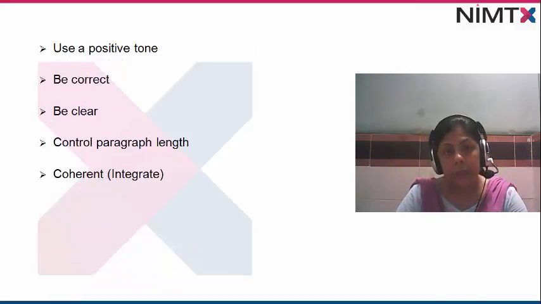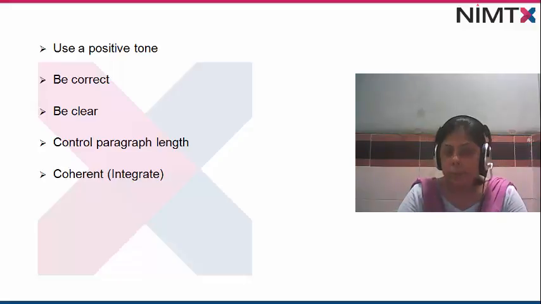Use a positive tone. It's very important to use a positive tone, because if it is not positive, the reader may not reciprocate effectively, and the letter would not have any meaning then. Be correct. You should be correct to get a response, because only if you are correct would the reader give the information correctly, or whatever needs to be done, the action would be correct.